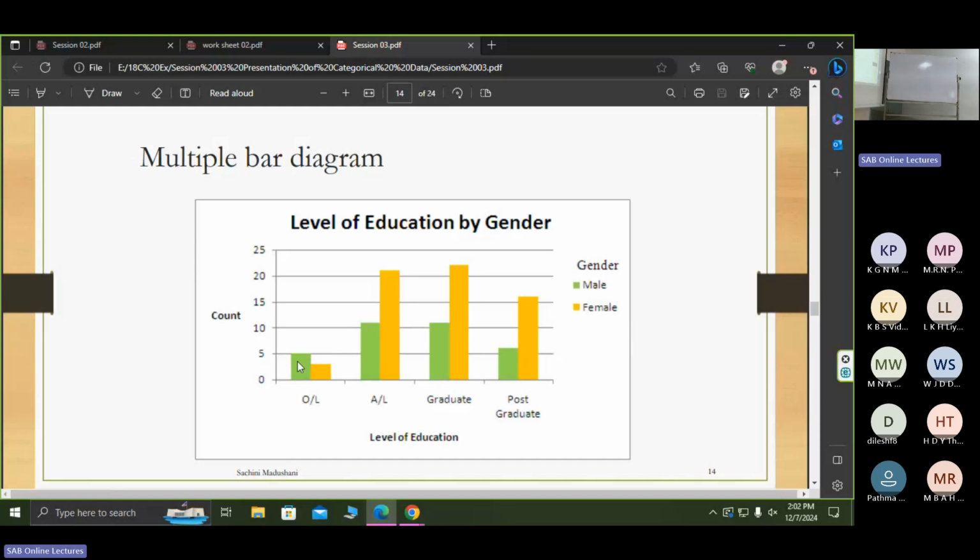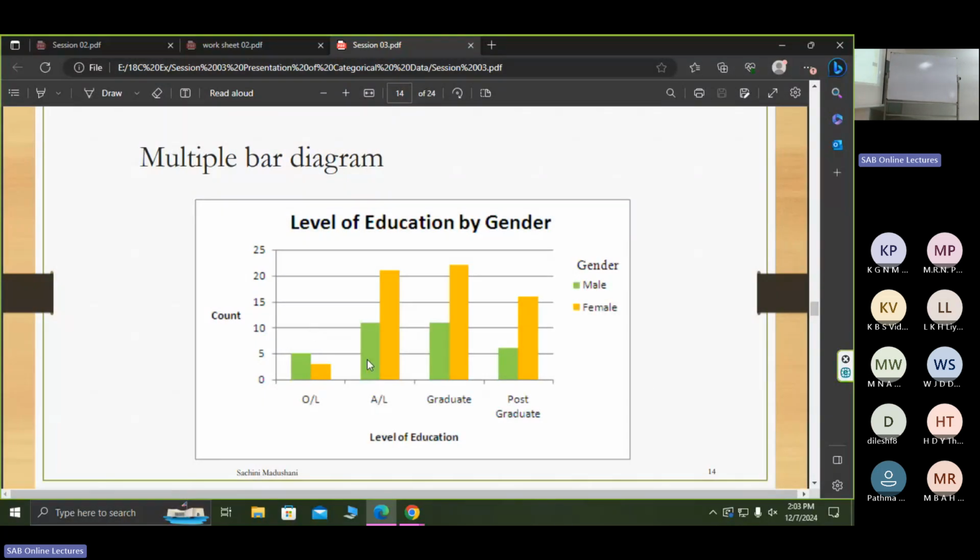Okay, but there is one disadvantage. We cannot do the comparison between the education level categories. Why? Here we cannot directly get the total frequency value of each level of education category. Looking at this diagram, we cannot directly get how many respondents completed up to the O level. Why? We can get how many of them are male and female. Male 5, female 3. Then we add them together, and then we can identify it. Understood? Here we cannot do the comparison between the categories of level of education.